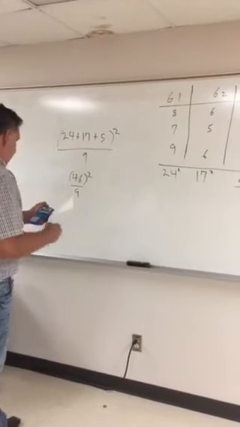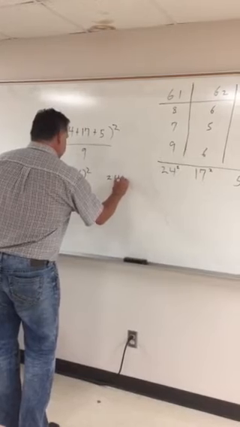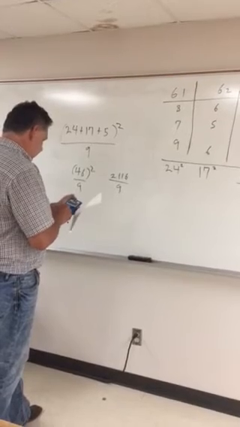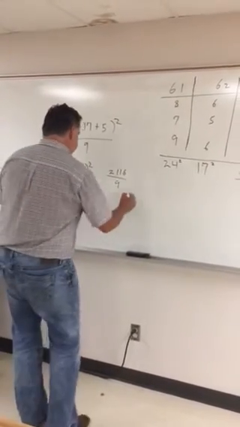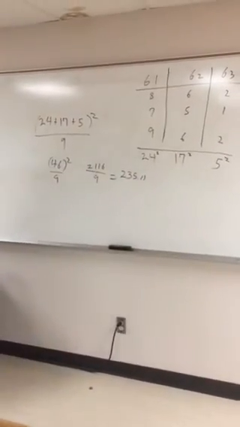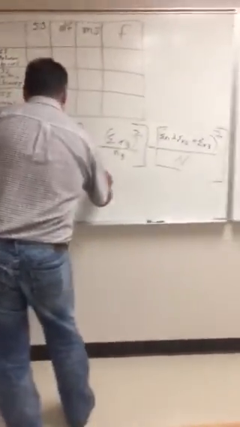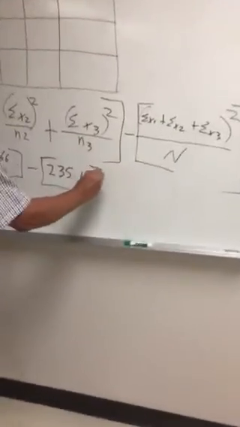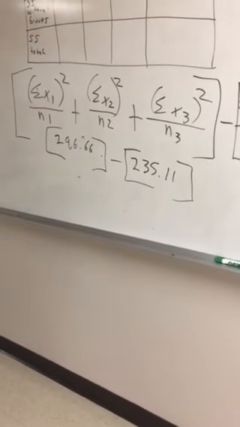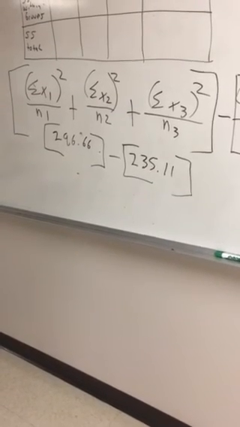46 squared is 2,116 over 9, and 2,116 divided by 9 is 235.11. Now I've got the rest of this. So 235.11 is going to give me a value of 296.66 minus 235.